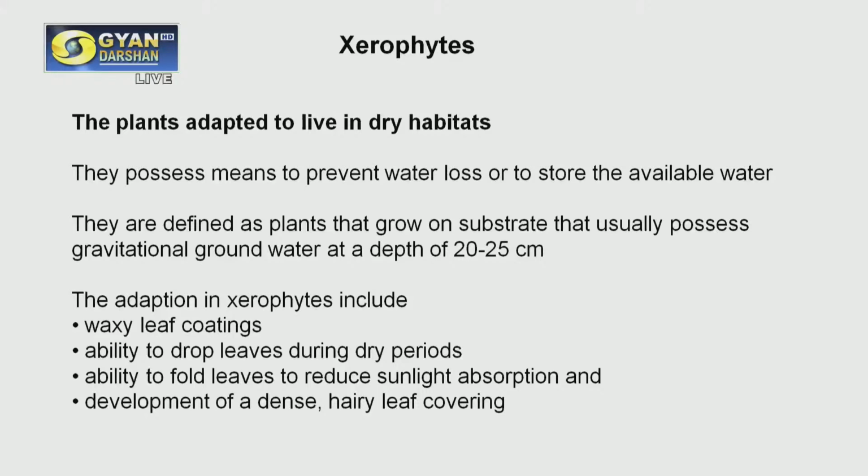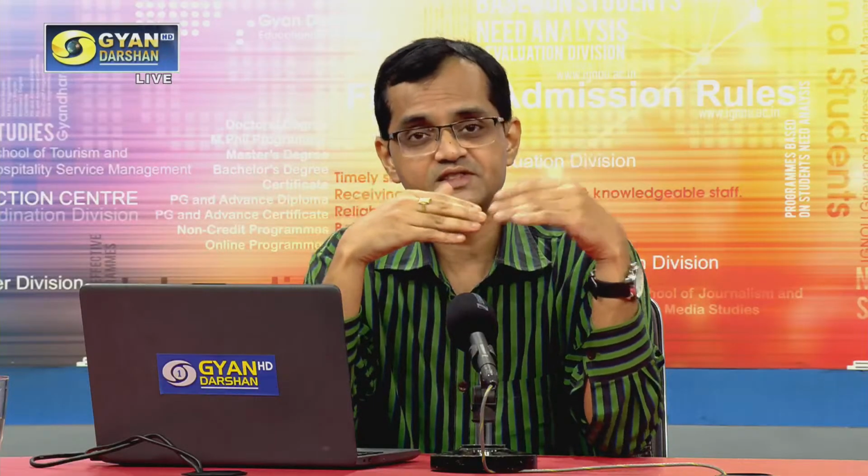So you have to understand that here the adaptive feature will be totally different. It is a totally different environment. There is no water. There is shortage of water or there is no water at all. Then how will the plant survive? Still there are plants which survive in such hostile environment. How do they survive? So we have to understand those features.